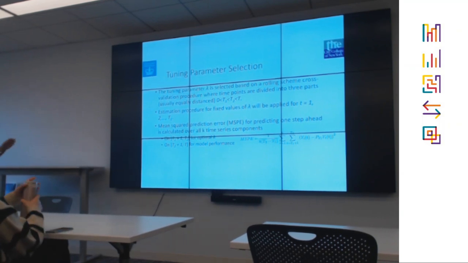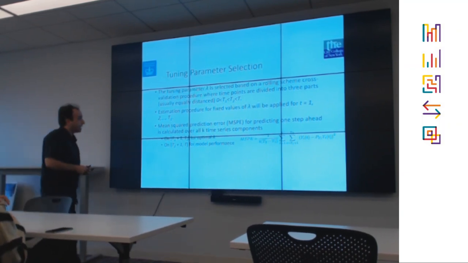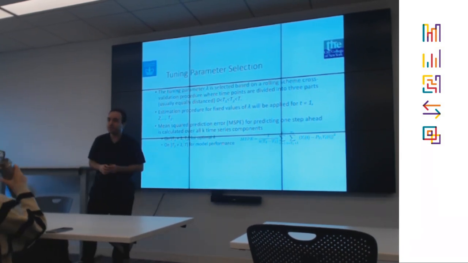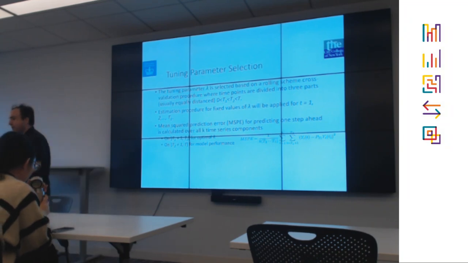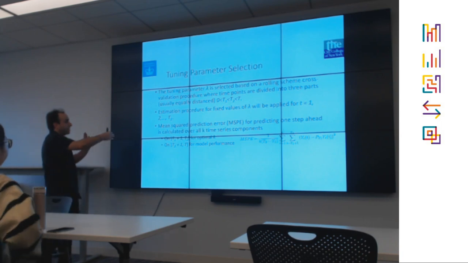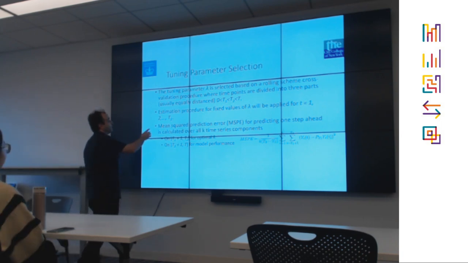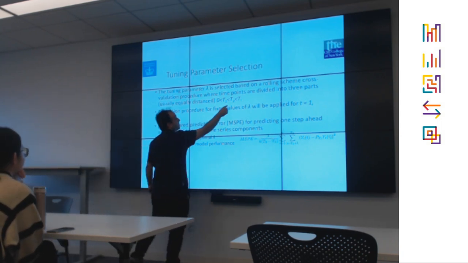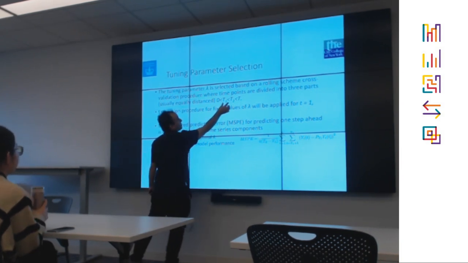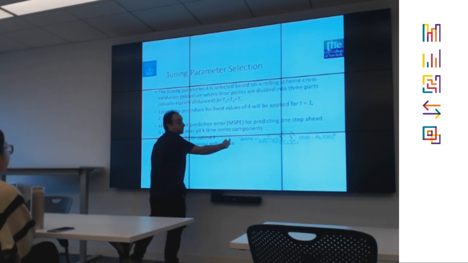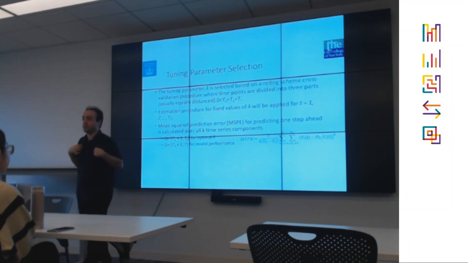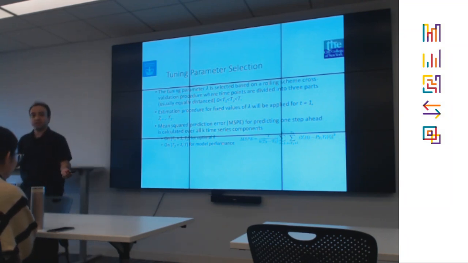If you remember, we had the lambda tuning parameters that I'm using. So we need to somehow approximate that. Theory tells us something about it, but we want data-driven methods. So what we do is split the data into three parts: 0 to T1, T1 to T2, T2 to T. We do the fit here, and we do out-of-sample prediction here for different values of lambda. And we pick the lambda that gives us the best prediction, which is the minimum prediction error.